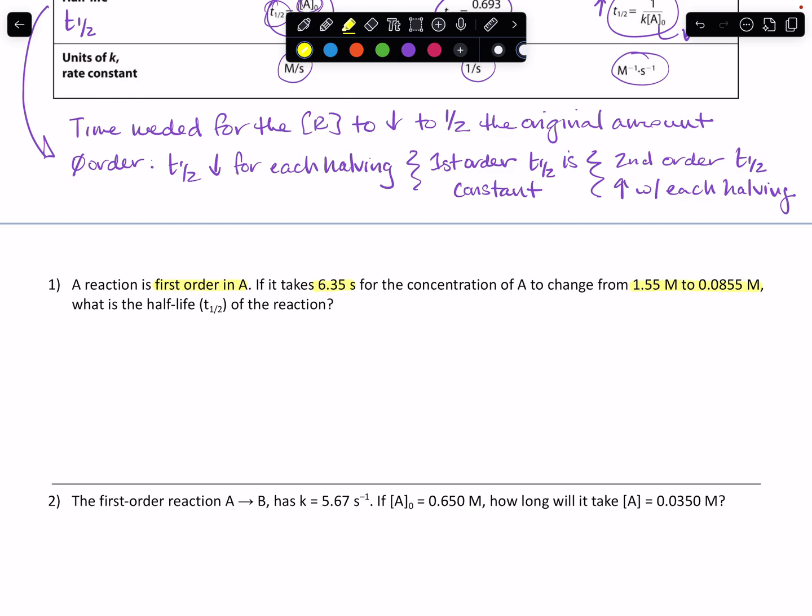What is the half-life? All right, so I always like to start out by listing out what I've been given. My initial amount of A is 1.55 molar. My final amount of A for this problem is 0.80855 molar, and I've got a time here of 6.35 seconds. And it wants to know, well, what is the half-life?